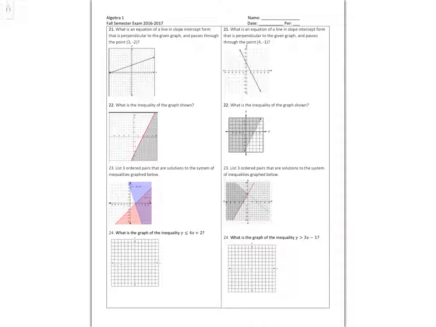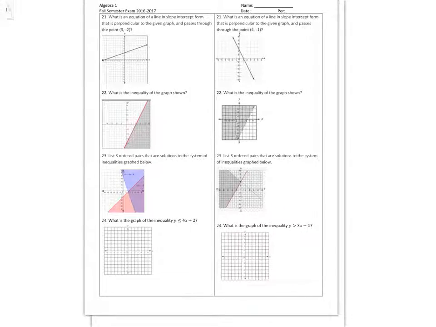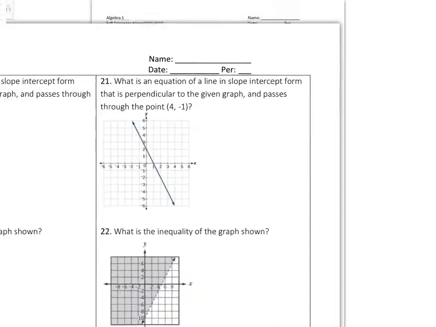Page 5 of your fall semester exam review. This page is going to cover 21 through 24 on the right side. All right, let's get going.